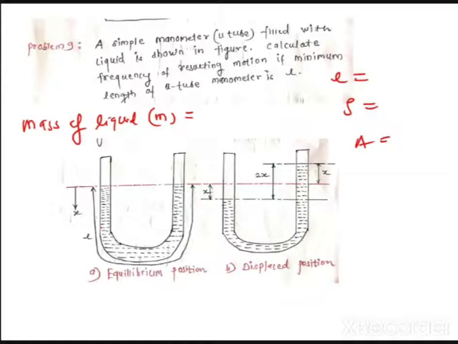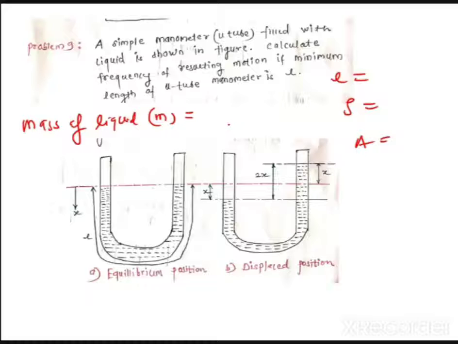So the kinetic energy of the liquid is nothing but 1/2 m x dot square, right? Because x is the displacement you are providing, so x dot is the velocity. So first of all, you have to find m. m is not given in this case, you cannot keep it as m. So tell me, how do you calculate m?